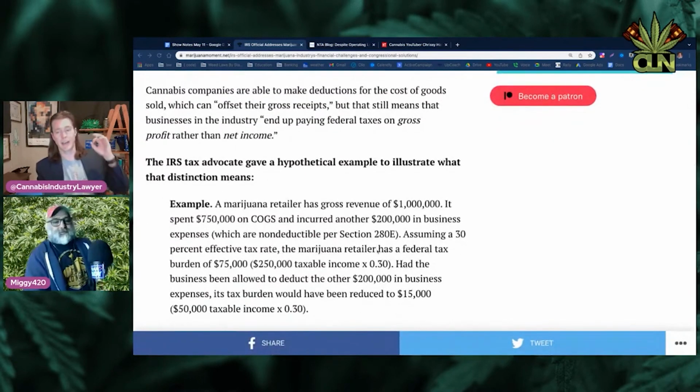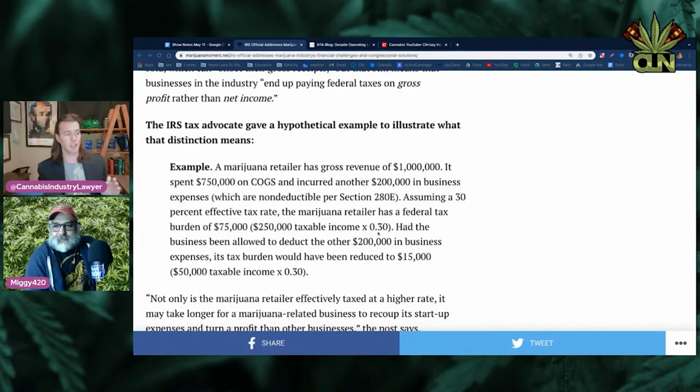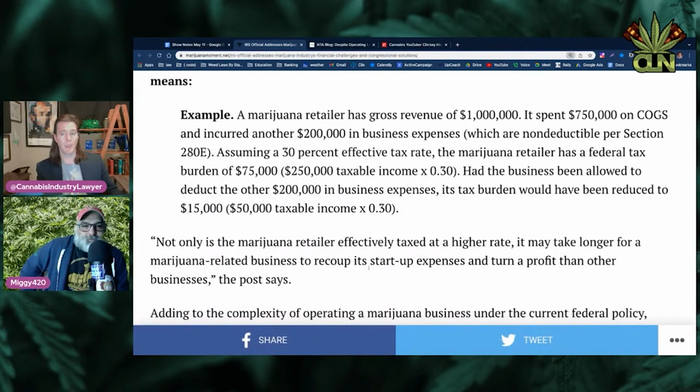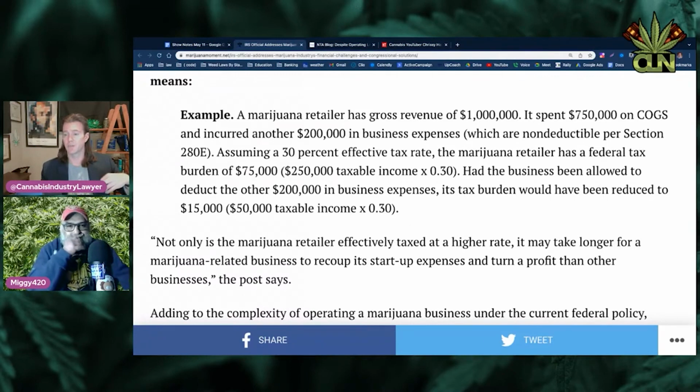The IRS provided a hypothetical example to illustrate the distinction of what happens when the marijuana retailer, of course, that is the dispensary license, the pot shop that they have in Washington State. And I'm going to zoom in one more time. A marijuana retailer has a gross revenue of $1 million. Pretty cool. It spent $750,000 on COGS and incurred another $200,000 in business expenses, which are non-deductible per section 280E. Assuming a 30% effective tax rate, the marijuana retailer has a federal tax burden of $75,000: $250,000 of taxable income times 0.3. Had the business been allowed to deduct the other $200,000 of business expenses, its tax burden would have been reduced to $15,000: $50,000 of taxable income at 0.3.